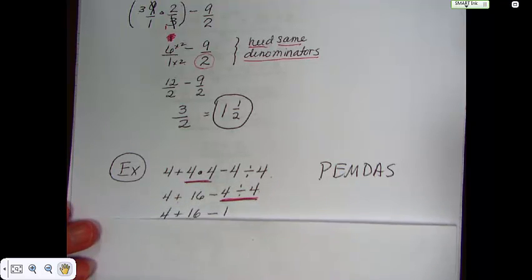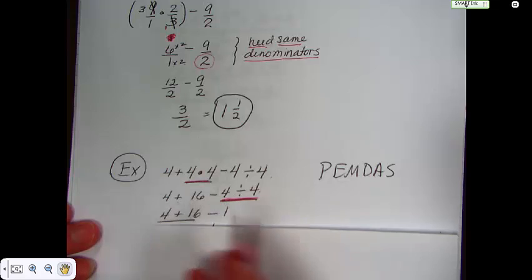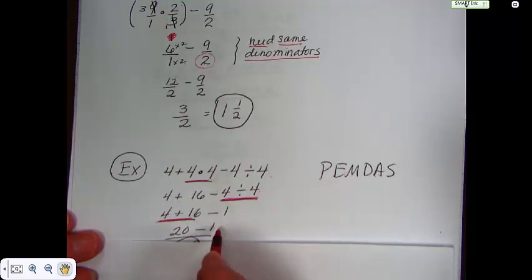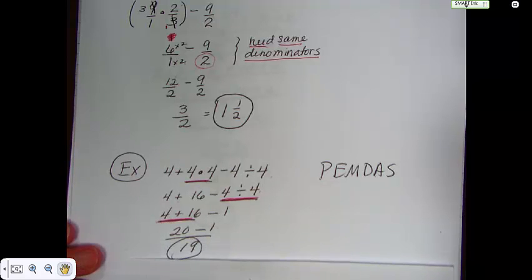Well, 4 divided by 4 is 1. Now we can add or subtract because we have no multiplication or division left. 4 plus 16 is 20, so we'll do that next. 20 minus 1. That's our last step. We get 19.